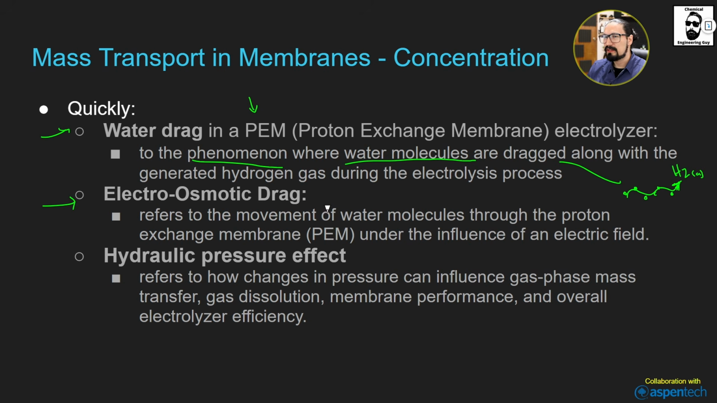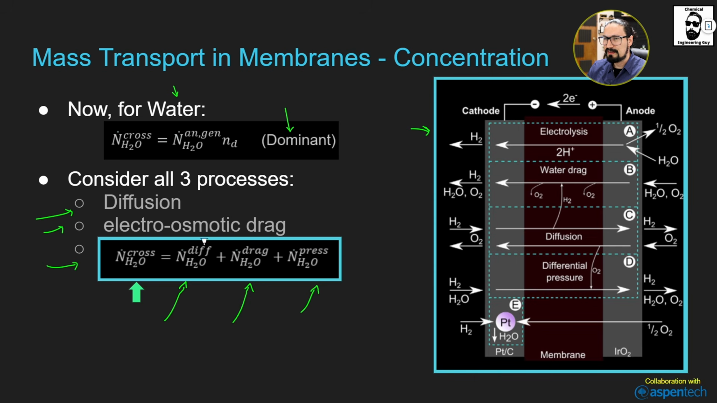Secondly, the electroosmotic drag refers to something pretty similar, actually refers to the movement of water molecules through the proton exchange membrane. Finally, the hydraulic pressure effect, which refers to how changes in pressure, let it be delta P, can influence the gas phase mass transfer, gas dissolution, membrane performance, and generally speaking, the electrolyzer efficiency. So yes, these are the concepts that we are studying right here: the diffusivity, the drag, and the changes in pressure.